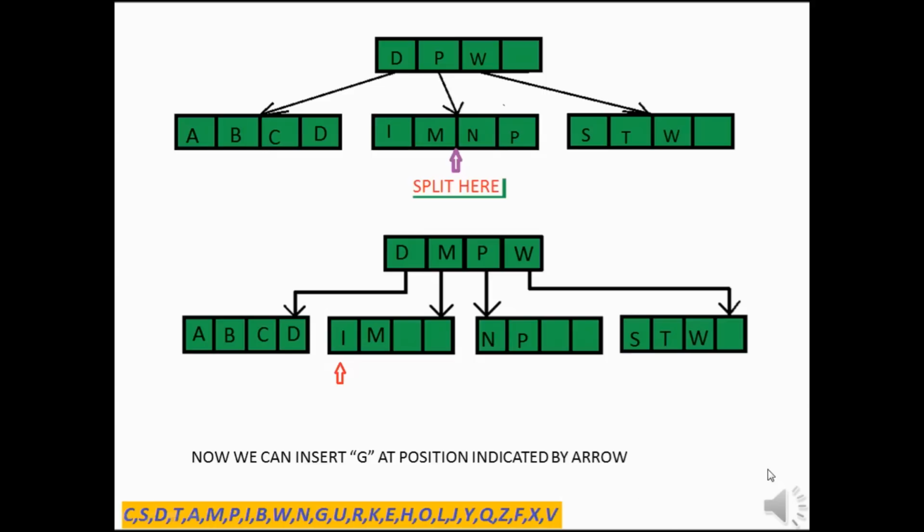Anyhow, I'll repeat that. See, D is less than G and M is greater than G. So come to the child pointed by the M. There we have I and M, right? Since G is less than both I and M, G will occupy the leftmost position of that node.